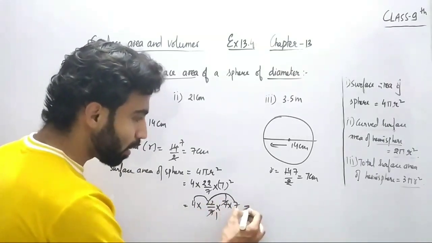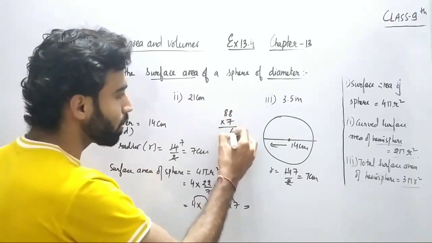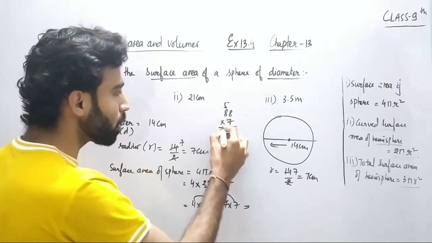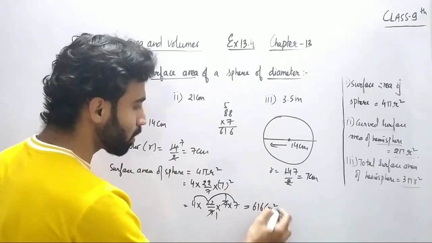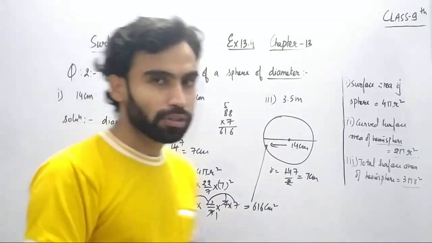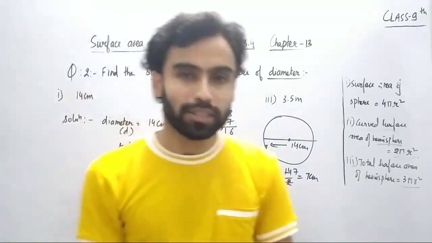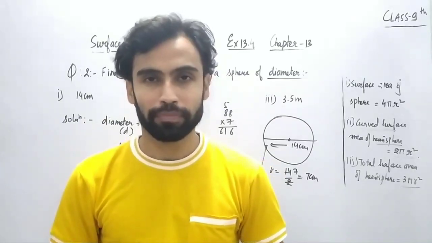88 into 7. If I just check out 88 into 7, so 7 8 ja 56. 5 carry, 7 8 ja 56. 56 plus 5, that will be 61. So 616 centimeter square will be, you can see, the surface area of this sphere, which is having the diameter as 14 centimeter. So that was all in the first part here.